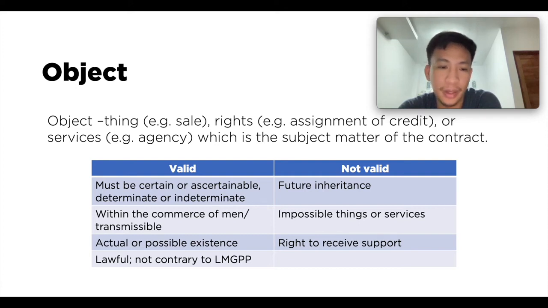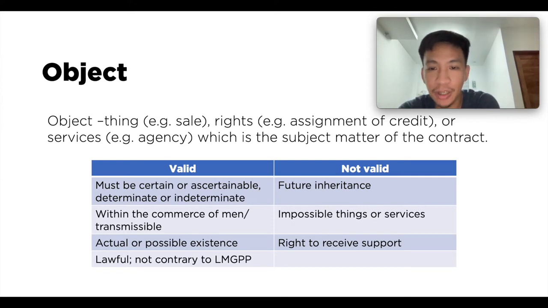And finally, it must be lawful. It must not be contrary to LMGPP. Yung nakita na natin kanina, yung LMGPP: law, morals, good customs, public order, and public policy. So, an illicit thing or isang bagay na illegal cannot be the object of a contract. Nasabi na natin yan kanina, ano? Nabanggit na natin siya. So, hindi pwedeng maging subject ng valid contract ang isang bagay na drugs, mga ganyan, because it's against the law. Hindi pwedeng ipagbenta, for example, ang isang tao, because, again, that is against the law. And of course, that's also against morals and good customs. So, those are yung valid objects of contracts.